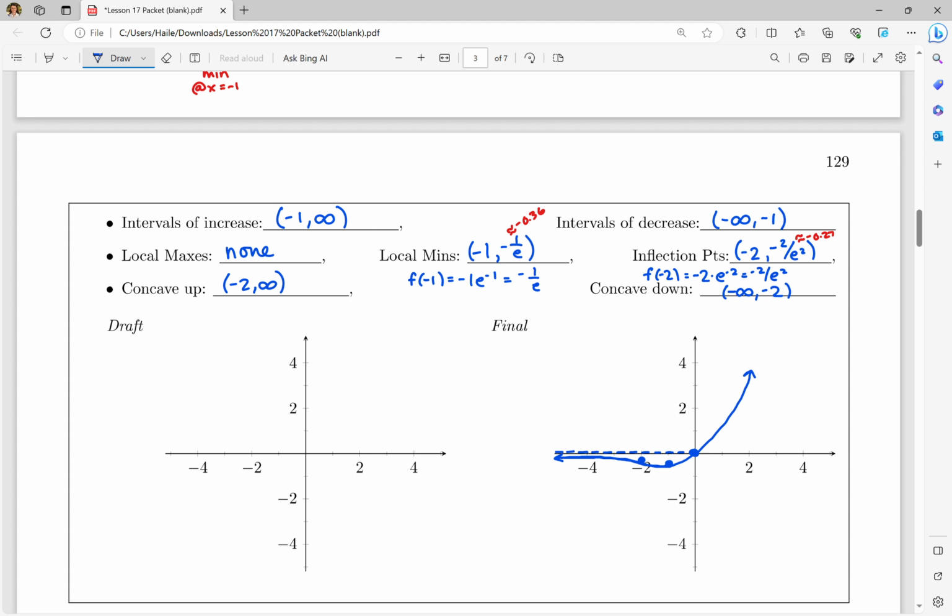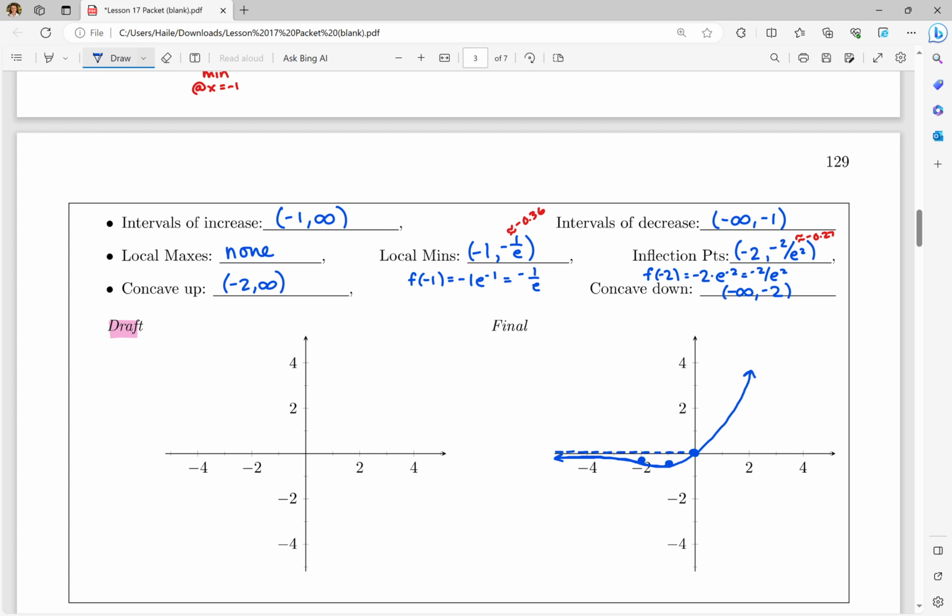So the reason we have this draft axis here is, if you start drawing the graph, that's actually where I would suggest you start drawing the graph. Make sure you can get everything on there and then go and do your final copy that's nice and cleaned up. Okay, so I just drew on the final graph, but that was to save time.